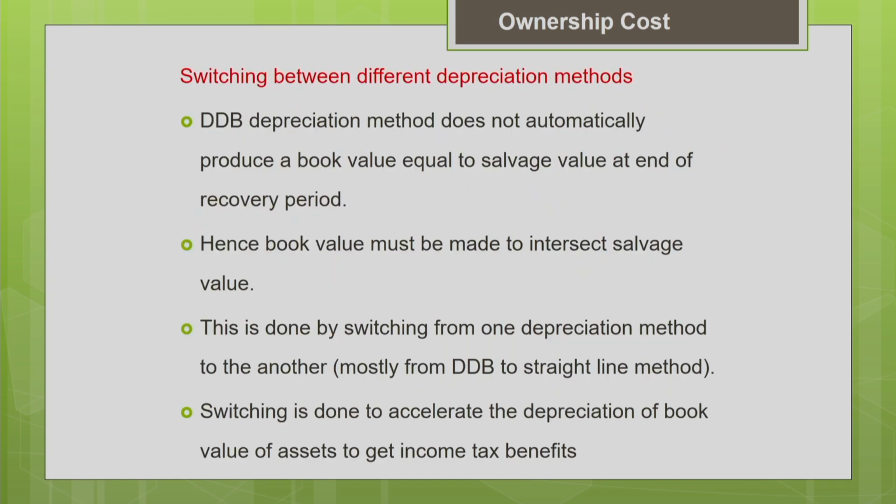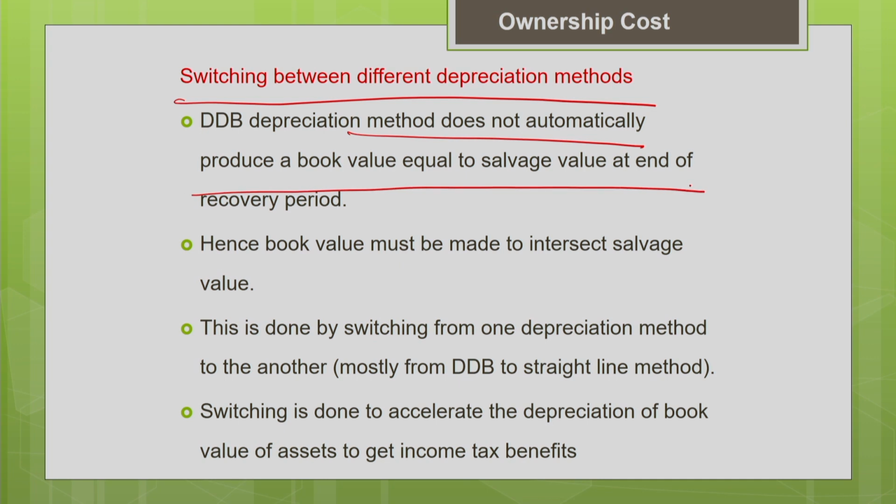Another important factor which we are going to discuss today is switching between different depreciation methods. This is very important. As I told you, DDB stands for double declining balance depreciation method. The DDB method does not automatically produce a book value equal to the salvage value at the end of the recovery period. In many cases, the estimated book value can go below the salvage value. So now we have to make the book value intersect with the salvage value. That is why, in the earlier example, we back calculated the depreciation. So that is one way.